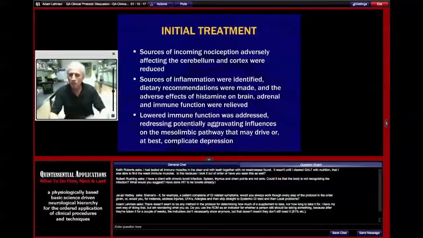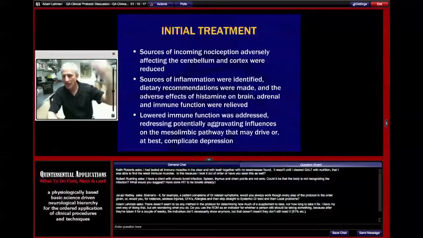Now, how do we relieve that? In doing the techniques that we do, we impact in the moment the irritation to the nervous system and the biochemistry, which allows us to see the kind of clinical responses, initially and immediately, that we do see, besides telling people to stay away from the offenders. And then lowered immune function was addressed.